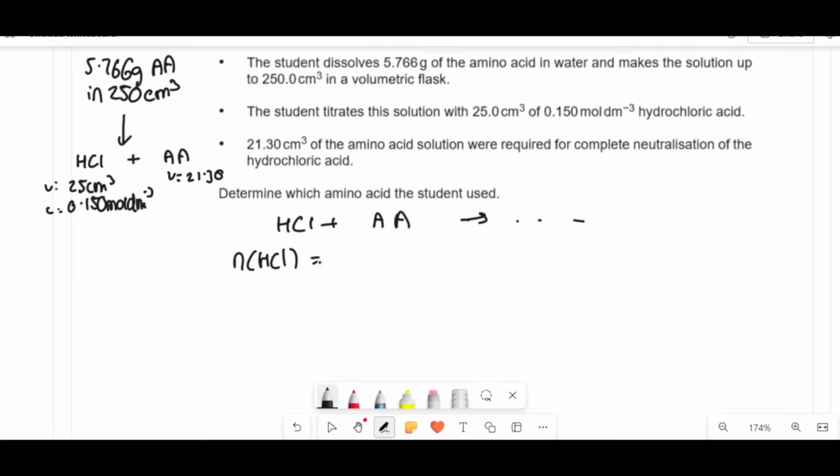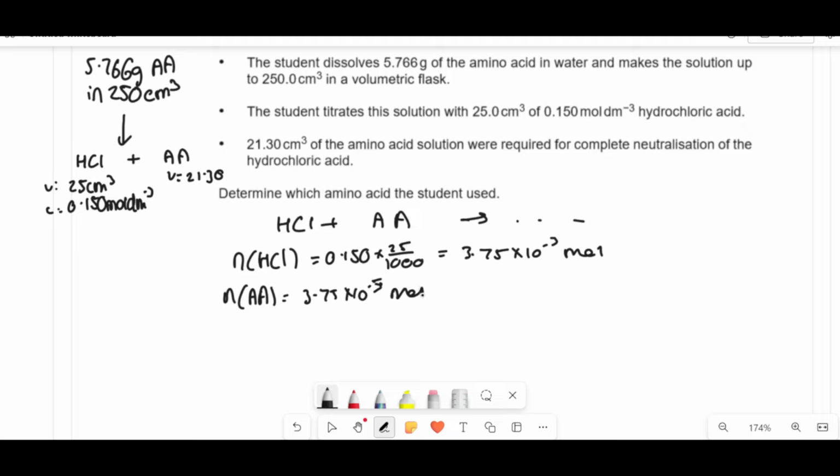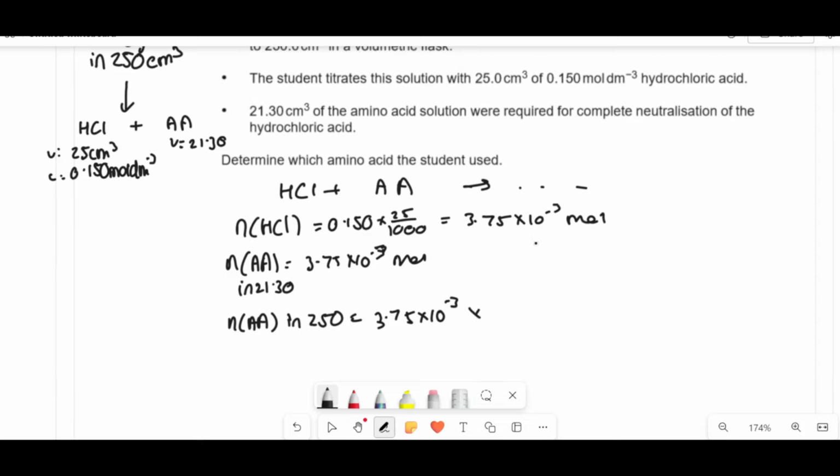So the moles of the HCl is going to be its concentration times volume, so 0.150 times 25 over 1,000. If we do that, we end up getting 3.75 times 10 to the minus 3 moles. Since they react in a 1-to-1 ratio, as we've established, the moles of the amino acid is also going to be 3.75 times 10 to the minus 3 moles, right? So then, that's in 21.3 centimeters cubed. So the moles of the amino acid in the 250 would be 3.75 times 10 to the minus 3 times the 250 divided by the 21.3 to find the scale factor.